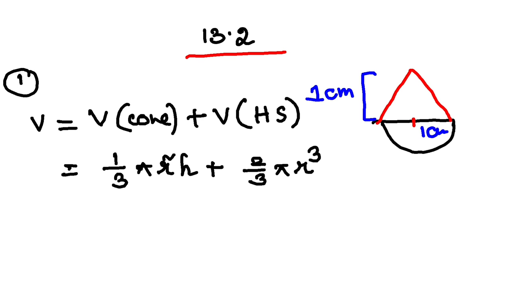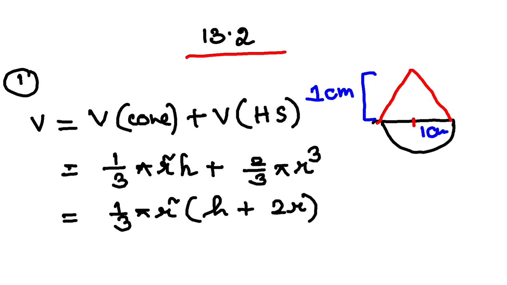Now both the cone and the hemisphere have the same radius, so from these two terms I can take 1 by 3 pi r square common. I am left with h plus 2r. If you read the question, you will understand that they are telling you to find the volume in terms of pi, so we are not going to substitute the value of pi. I will substitute the rest of them.